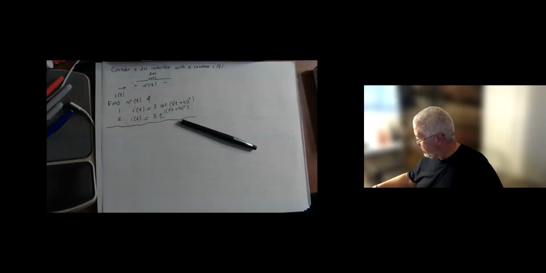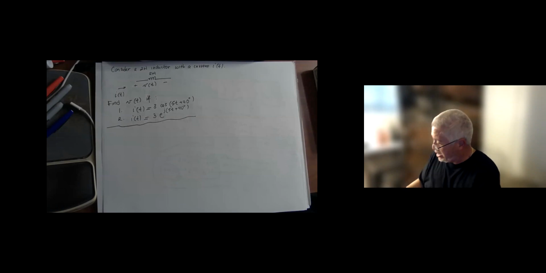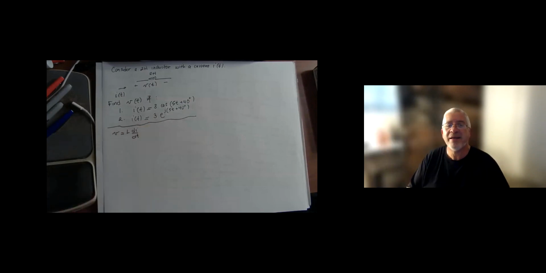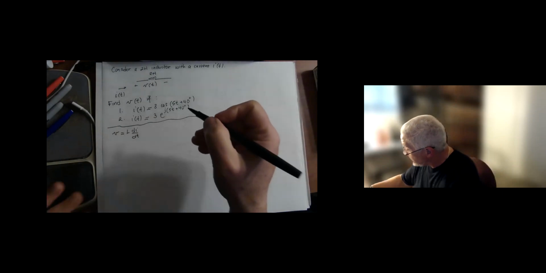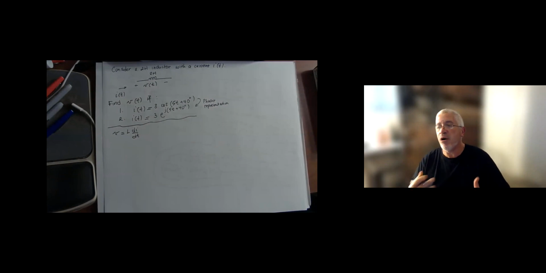Okay, so I've written the problem here. This is not a complicated problem. All I'm asking is for you to apply V equals L di/dt. That is all I'm asking. This is not a trick question. It's just saying, given this current, and what's interesting is that this is the phasor representation of the cosine. So you'll see the benefit of having this.